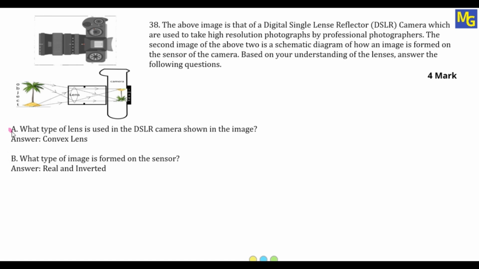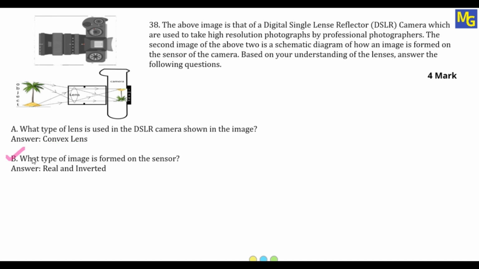We will start with question A. What type of lens is used in the DSLR camera shown in the image? Very simple question. Here there is a lens, and this lens is a convex lens. Therefore the answer is convex lens.